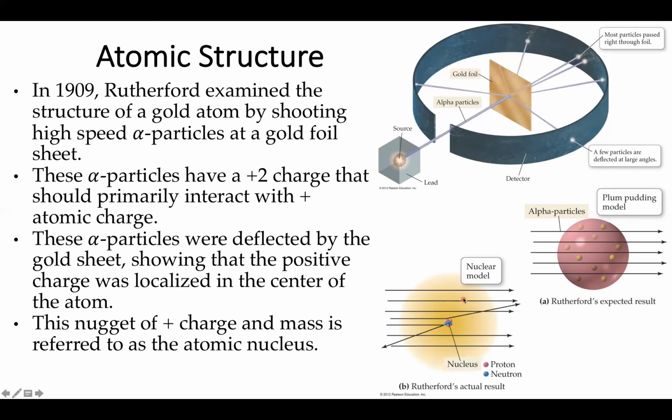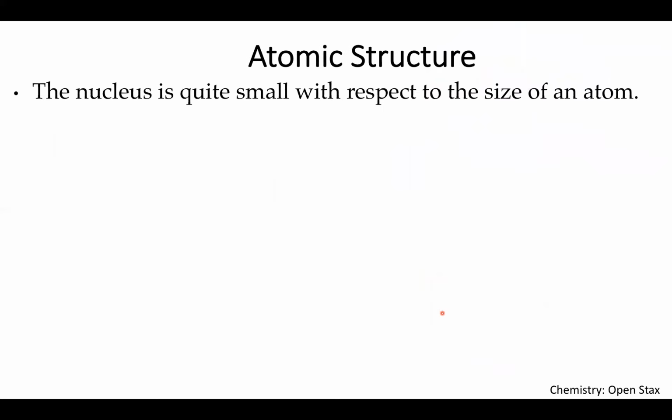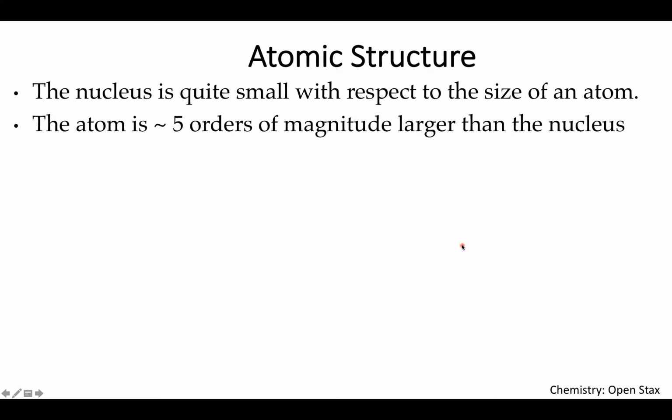Rutherford essentially labeled this nugget of positive charge as the atomic nucleus. Nucleus because it's at the nucleus or center of the atom. Now, one of the things that's actually really useful to note and was able to be determined by the Rutherford model is that the nucleus is actually quite small with respect to the total size of an atom. So a good way to think about this is an atom is about 5 orders of magnitude larger than the nucleus. And this is a really big difference. It's kind of hard to internalize. So it's often done with analogies.